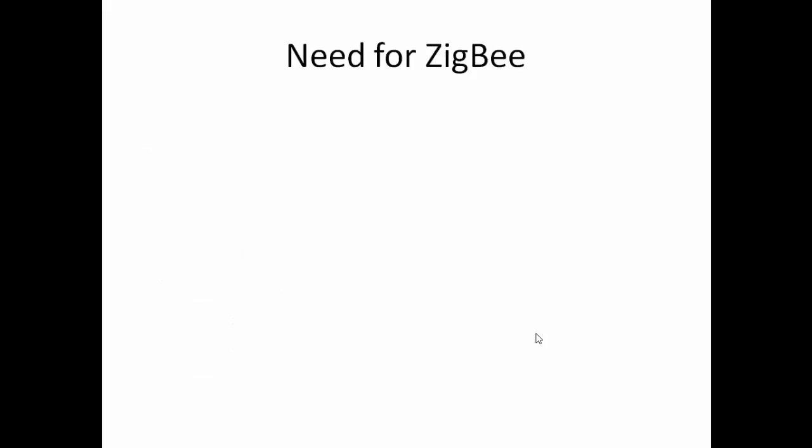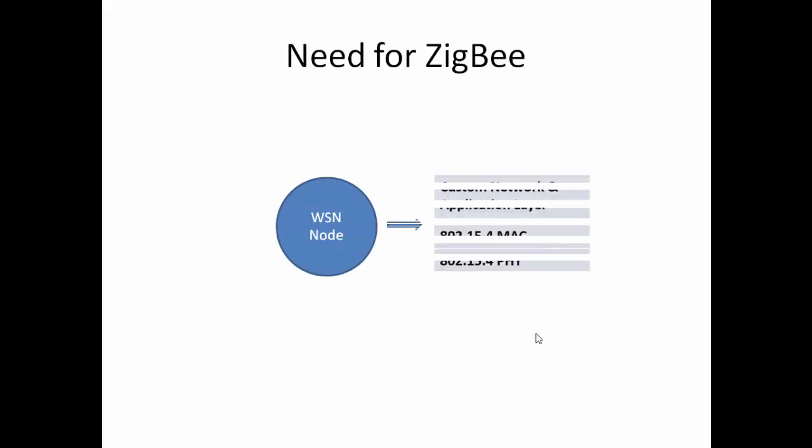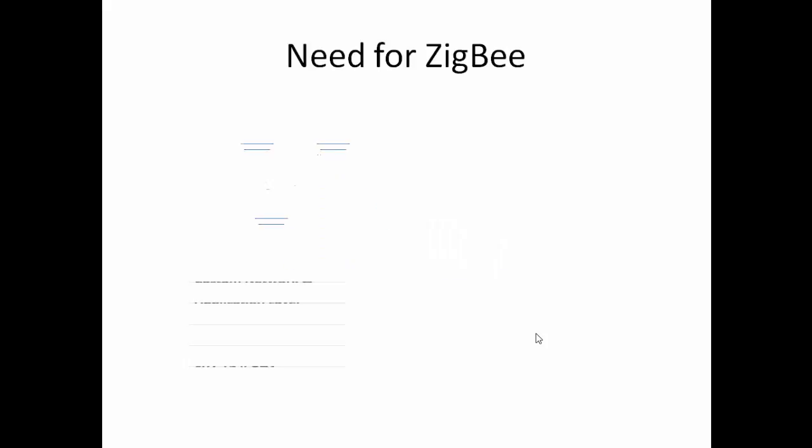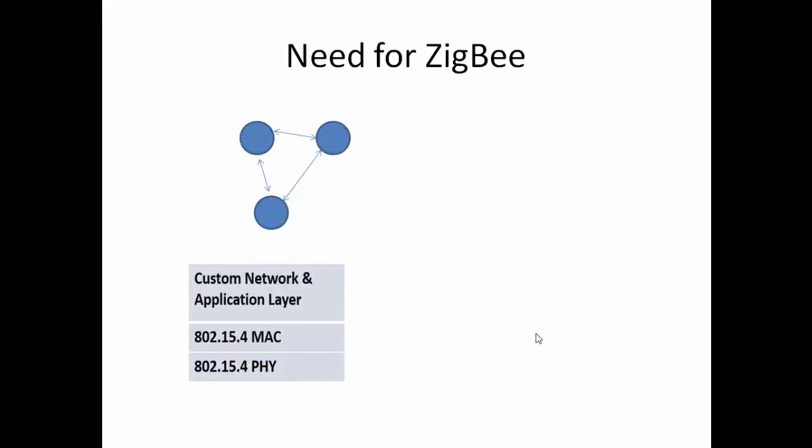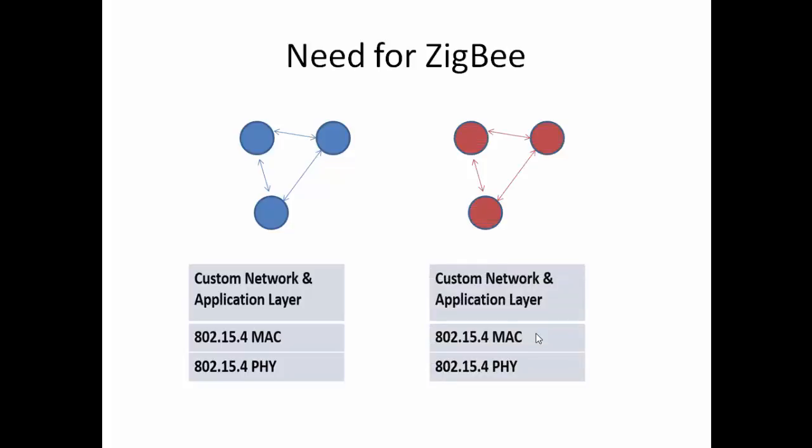So what's the need for ZigBee? Suppose there's a wireless sensor network node and it is implemented in 15.4 MAC and PHY layer, which are industry standards, but it has custom network and application layer. So what happens when this is the case is, if the custom network and application layer are extended to a set of nodes and they implement a common functionality, it's fine. But suppose I have another set of nodes and they have their own network and application layers.